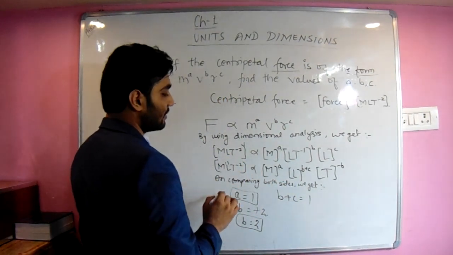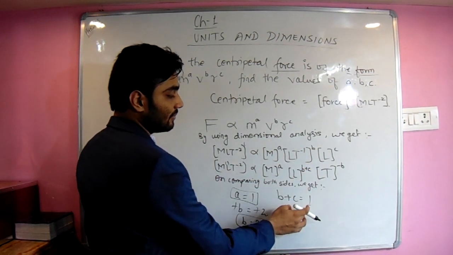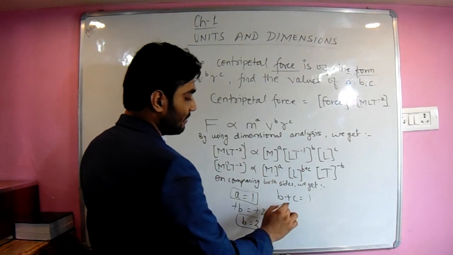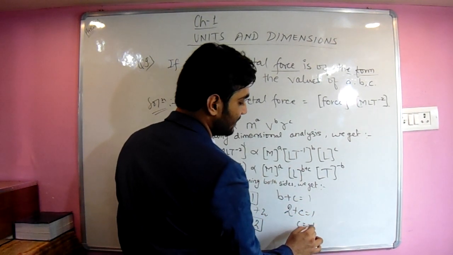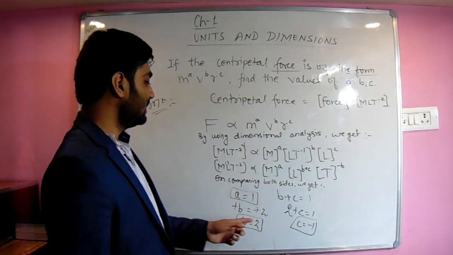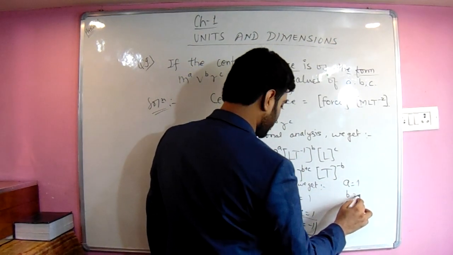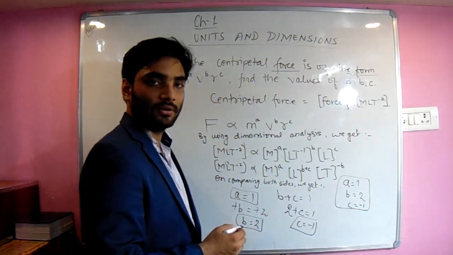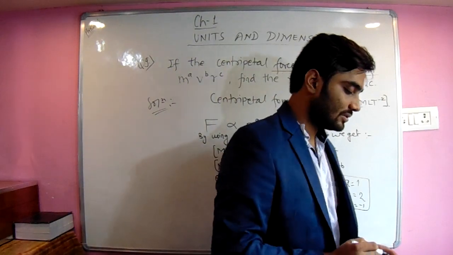L has the power 1. No dimension, but L has the power 1. B has the value 2 plus C is equal to 1, C is equal to minus 1. Why? 1 minus 2 is equal to minus 1. A, B, C, answer is: A is equal to 1, B is equal to 2 and C is equal to minus 1. And this is a very simple question, but asked very frequently in many exams. So we write it.